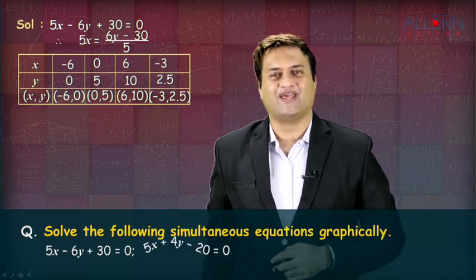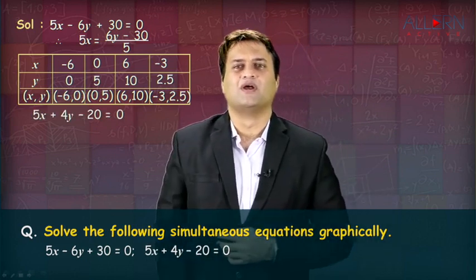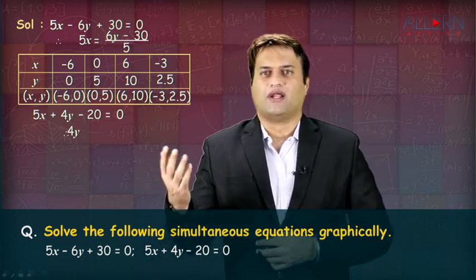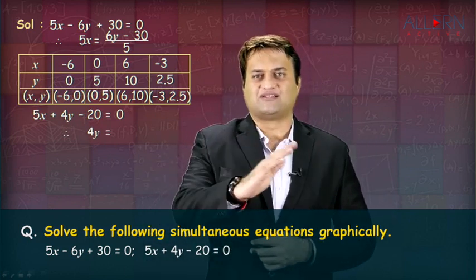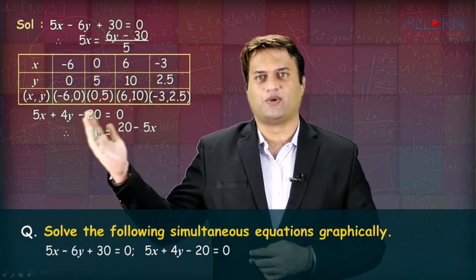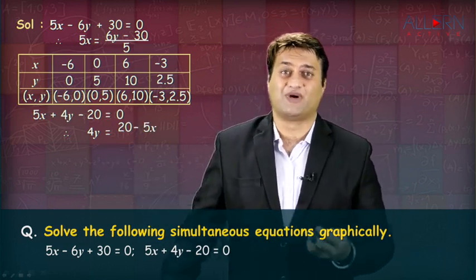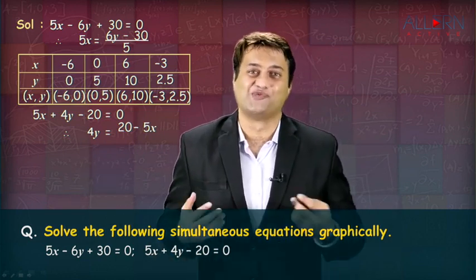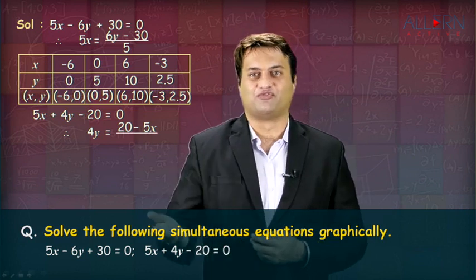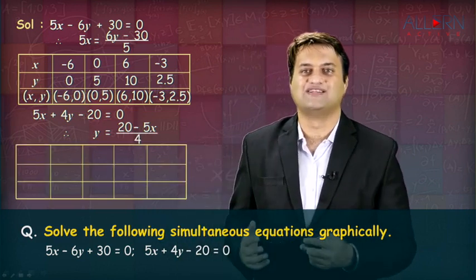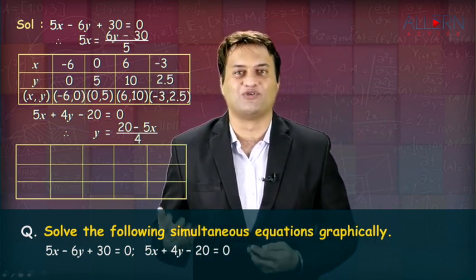Now let's move on to the next table. Next table is simple. 5x plus 4y minus 20 is equal to 0. Let us shift 5x and 20 to the other side. You get minus 20 goes to the other side, becomes plus 20. 5x goes to the other side, becomes minus 5x. But then we don't want 4y, we want y, and to get y we need to shift that 4 to the denominator, and when 4 goes to the denominator you get y is equal to 20 minus 5x upon 4.